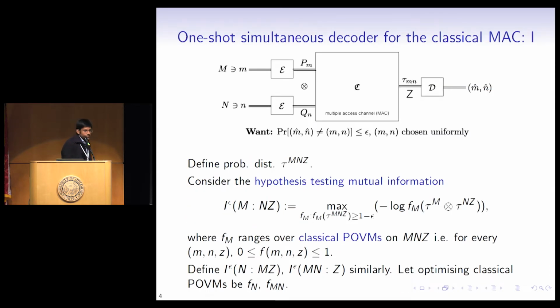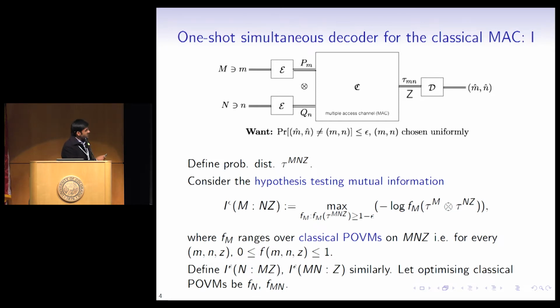So let's define now what the hypothesis testing mutual information is. It is defined by maximizing over all the classical POVMs. The jargon in the classical world for POVM is nothing but a hypothesis test. So what is a hypothesis test? A hypothesis test will map a sample point to 0, 1. In other words, it is a function that takes in a sample point m and z and gives a value between 0 and 1. Another way to look at it from a probabilistic point of view is, when I get the sample point m and z, I accept it with probability little f of m and z.